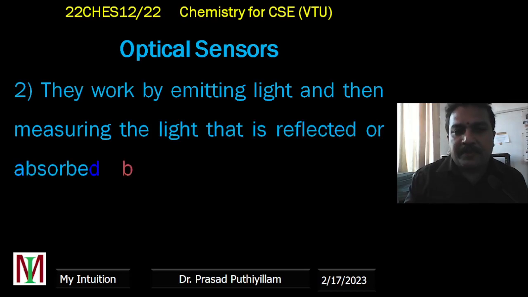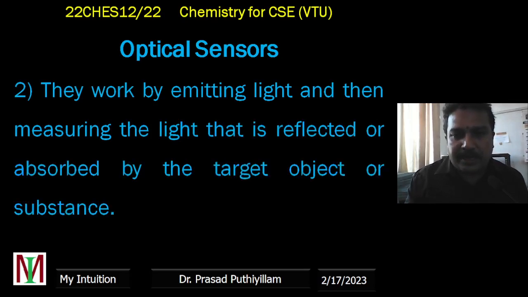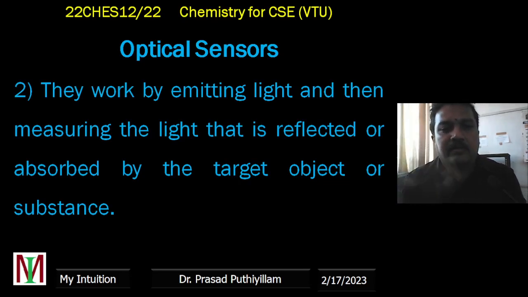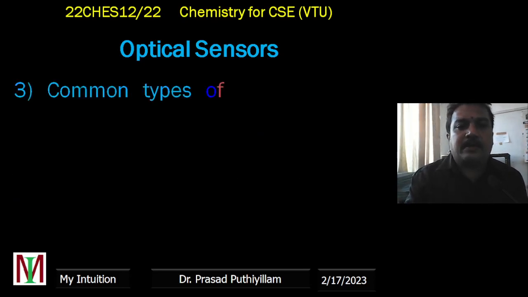Optics means light. By emitting light and then measuring the light that is reflected or absorbed by the target object or the substance. That means whichever substance we want to sense, to that light is passed, and how much light is reflecting or absorbing, based on that, the measurement is done. That is the meaning of that sentence.